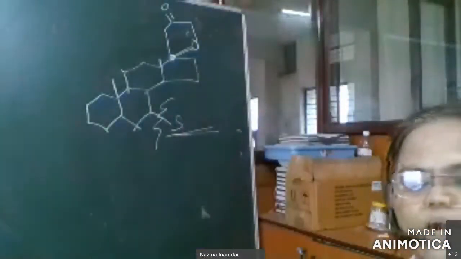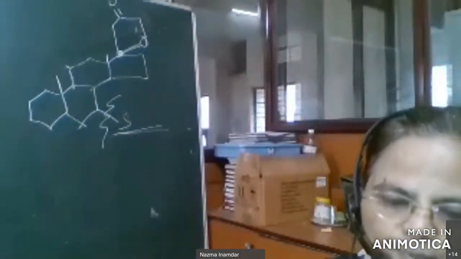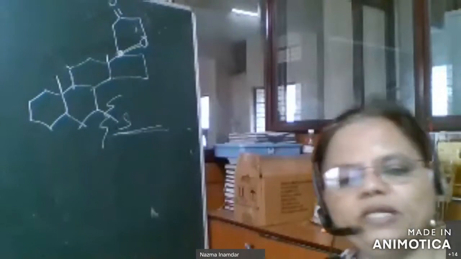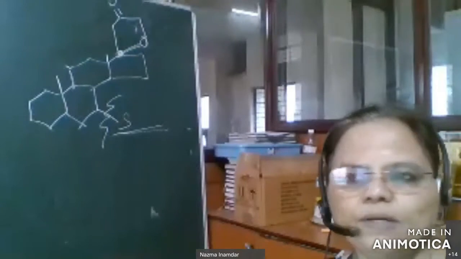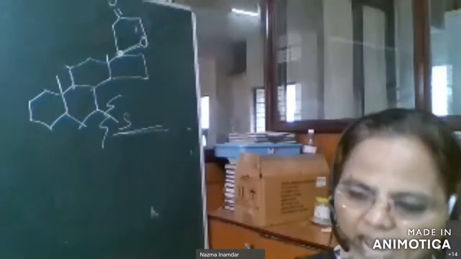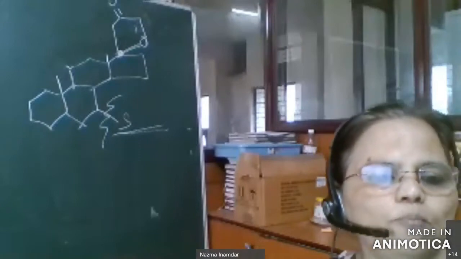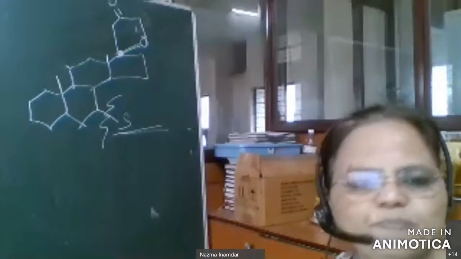Spironolactone is also active, but it has a metabolite. Its metabolite canrenone is also active. So canrenone and spironolactone both are active molecules. Okay, so we have the spiro compound.